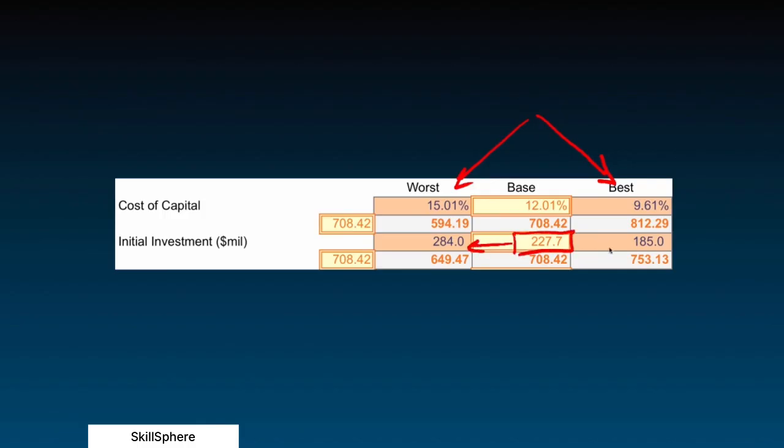Likewise, my ops people tell me that the initial investment is likely to be $227 million, but it could go as high as 284. It could go as low as 185, depending upon short-term variation in materials and labor, etc. What I see underneath each parameter estimate is the corresponding NPV. So when I change the cost of capital to 15.01%, the NPV of the project is $594 million. When I increase the initial investment from 227 to 284, the NPV moves from 708, our base case, to 649.47.